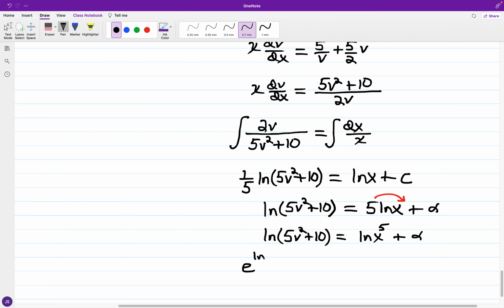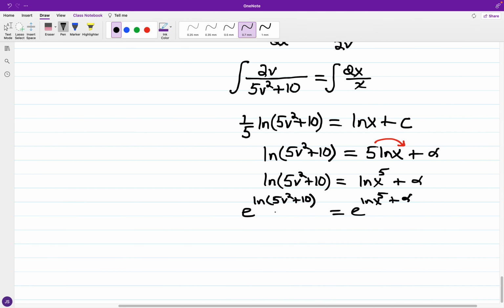And looking at what we have in following through, if I take both sides as a power, which the natural logarithmic base e will be raised, okay, left hand side, that would be 5v squared plus 10, and again for e to the alpha, we'll just make this into a constant, we'll say beta, and we have e to the natural logarithm of x to the 5th. This will go to x to the 5th.